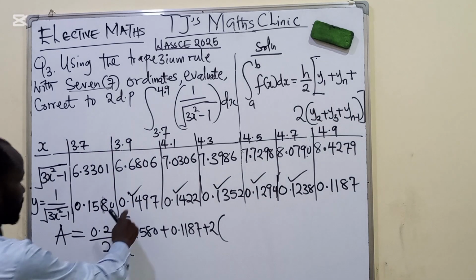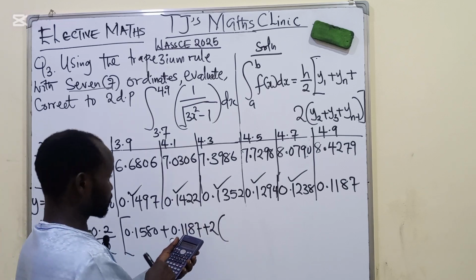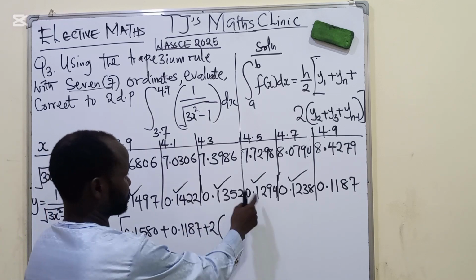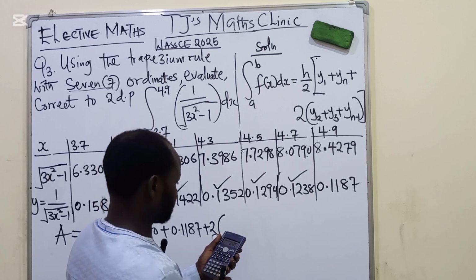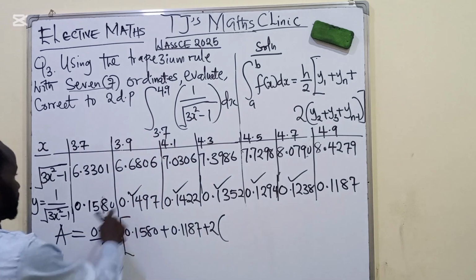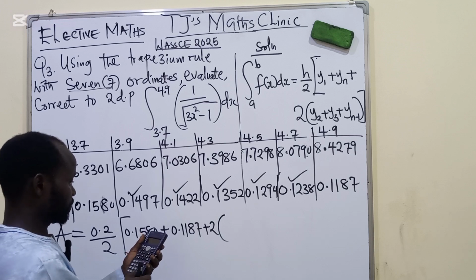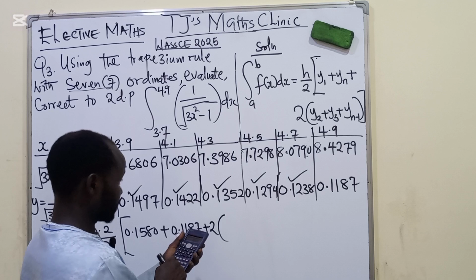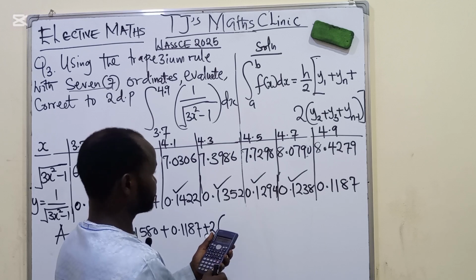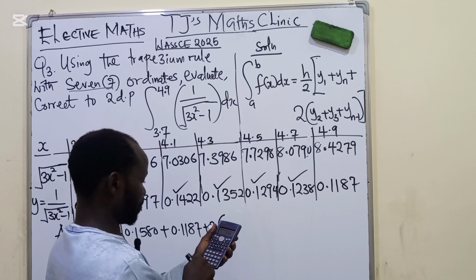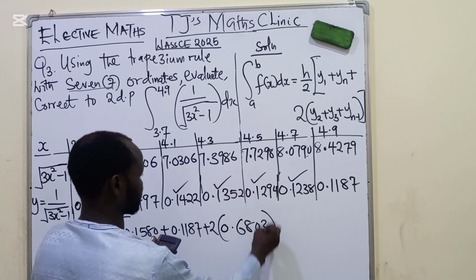Since we don't have enough space, I will add the remaining ordinates now. Let's add this. That is 0.1497 plus 0.1422 plus 0.1352 plus 0.1294. The last now will be this one plus 0.1238. What do we have? We'll have 0.6803. We close the bracket, then we put the square bracket.